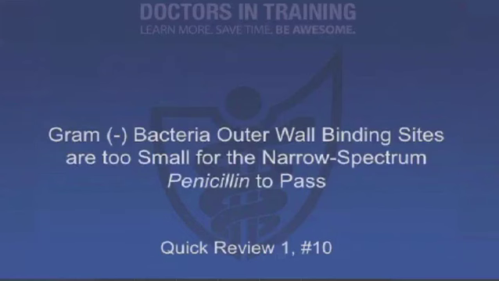Why are gram-negative bacteria resistant to narrow-spectrum penicillin? So not our extended spectrum. This is mainly referring to things like penicillin itself. Gram-negative bacteria have outer wall binding sites that are too small for the narrow-spectrum penicillins to pass. So our gram-negative bacteria basically just keep the penicillin from penetrating into the inner part of the cell. That's why they're resistant. That's going to conclude our quick review number one.